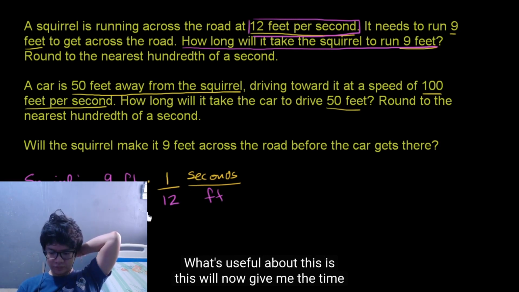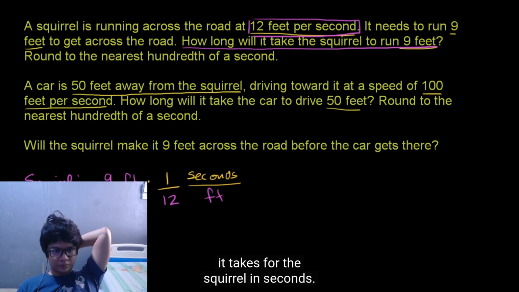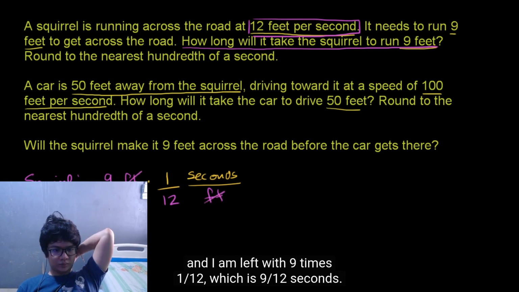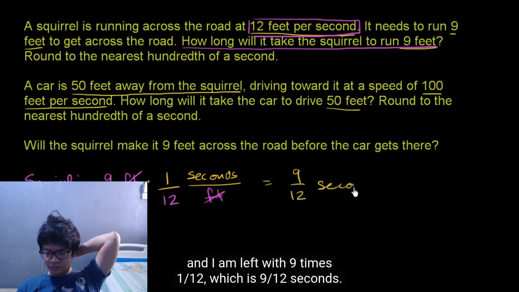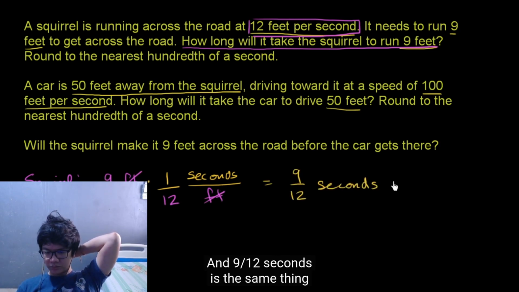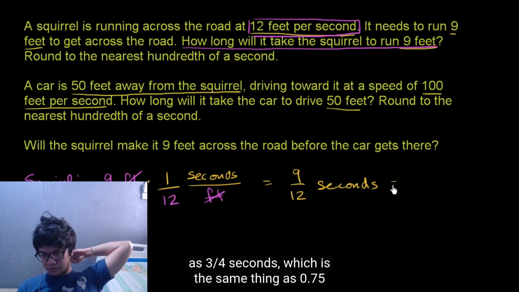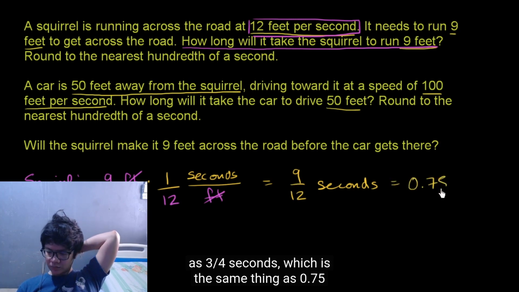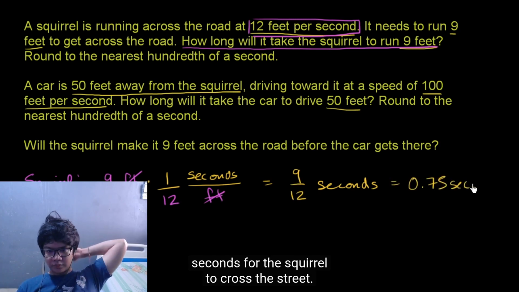What's useful about this is this will now give me the time it takes for the squirrel in seconds. So the feet cancel out with the feet, and I am left with 9 times 1/12, which is 9/12 seconds. And 9/12 seconds is the same thing as 3/4 seconds, which is the same thing as 0.75 seconds for the squirrel to cross the street.